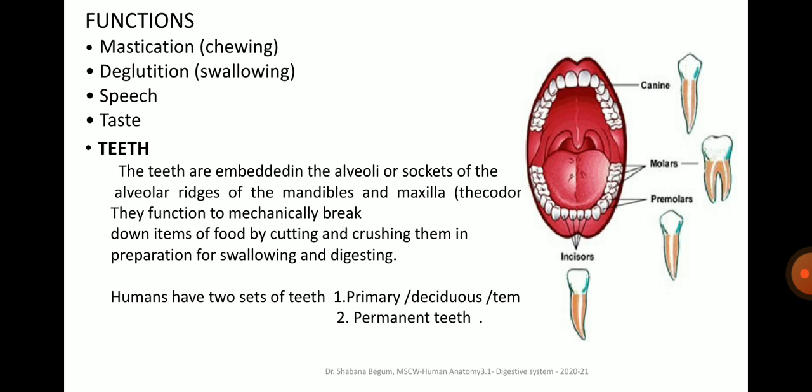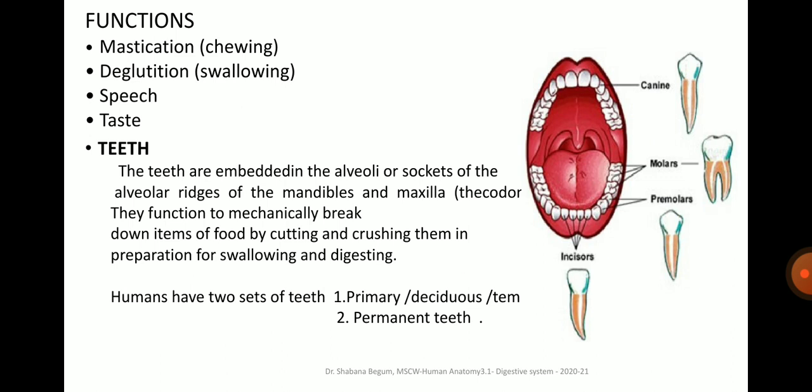The next structure we are going to learn about is the teeth. As you all know, the teeth are embedded in the alveoli or sockets of the alveolar ridges of the mandibles and maxilla. Do you know what mandibles and maxilla are? The mandible is the lower jaw and the maxillae are also called the upper jaw. The teeth are diphyodont, thecodont, heterodont, and each individual has 2 sets of teeth.